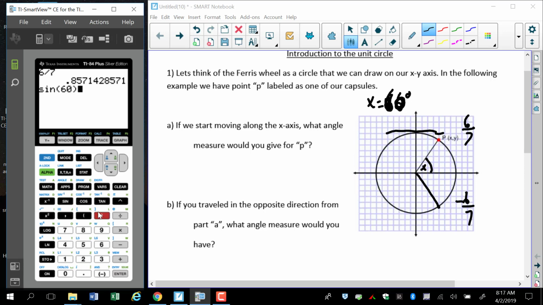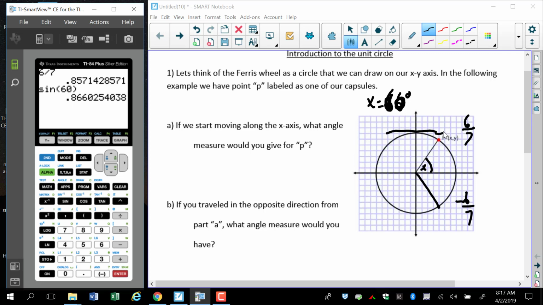Before you hit enter, go to the mode button right here and make sure the one down here is selected to degree. So we're doing degrees. Sine of 60, hit enter. Notice how close these are to each other. What that tells us is that this right here is 60 degrees. We're about 6/7 of the way up, and that gives us this decimal, exactly.